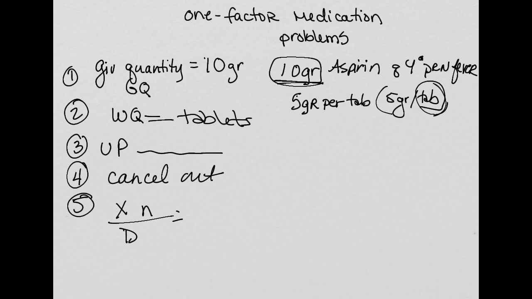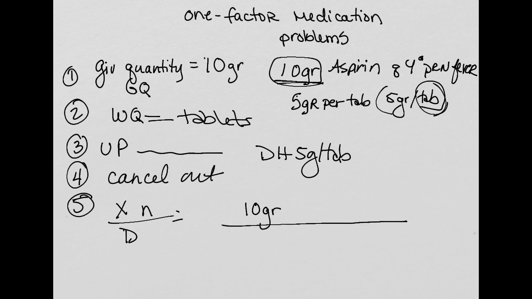And what do we have on hand? Well, we have 5 grains per tablet, which is dose on hand is 5 grains per tablet. As you can see, this is why we don't really need a denominator. So I'm going to put 10 grains in this part of it. And then the wanted quantity is over here, and that's going to be how many tablets we're going to give this patient.